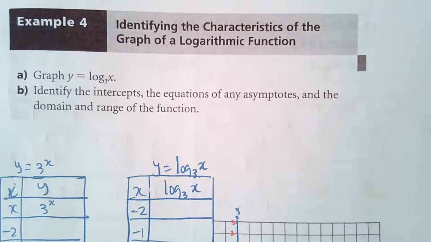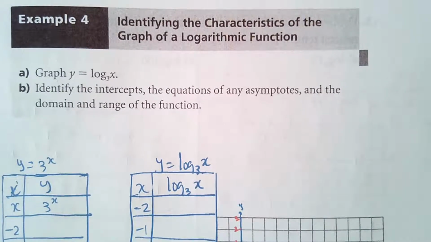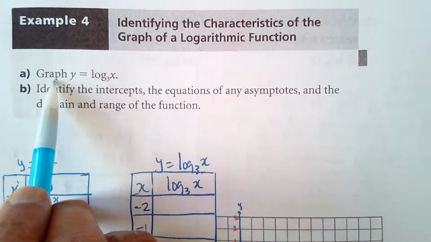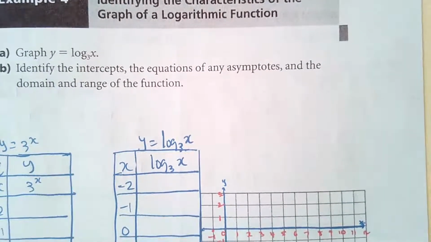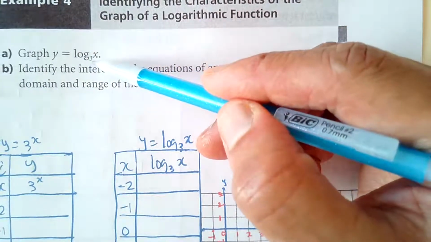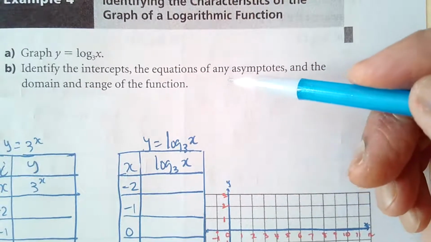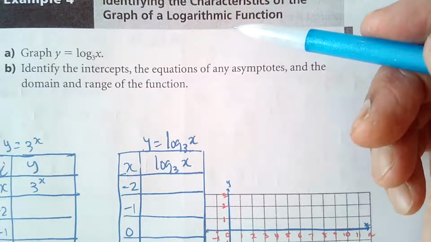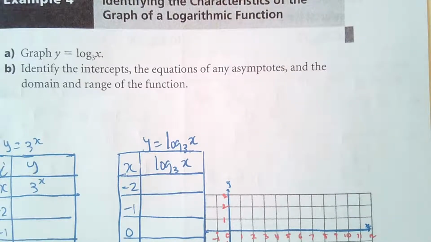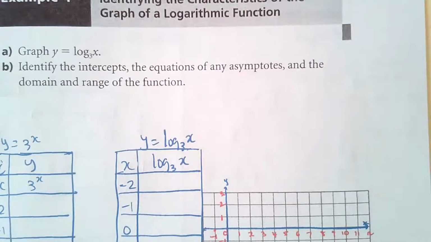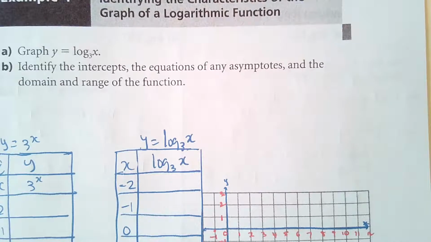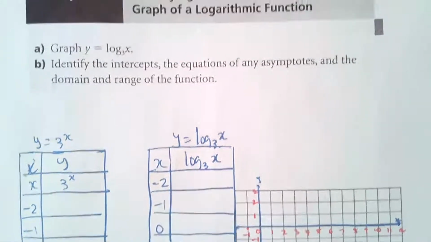Identify the characteristics of the graphs of a log function. Here you're asked to graph y equals log base 3 of x and identify the intercepts, the equation of the asymptotes, and the domain and range of the function. Now, recall when we looked at comparing exponential and log functions, we said that log is the inverse of exponential. So we'll demonstrate that in this lesson with this question here.